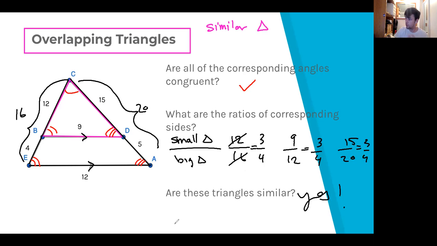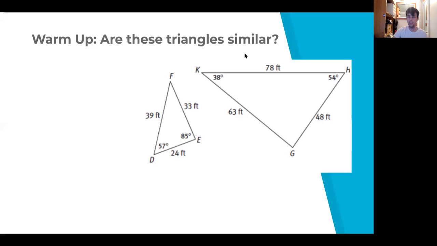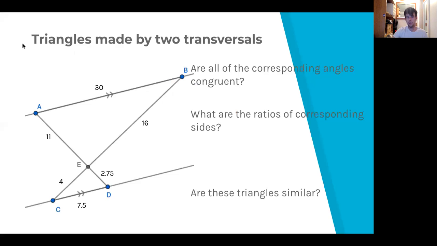We're able to demonstrate it in this situation, but we're going to learn that there are some shortcuts for this. And it turns out this is actually enough, but it's a little bit technical. So yeah, overlapping triangles is a situation where we're always going to have similar triangles. We'll come back to that one.